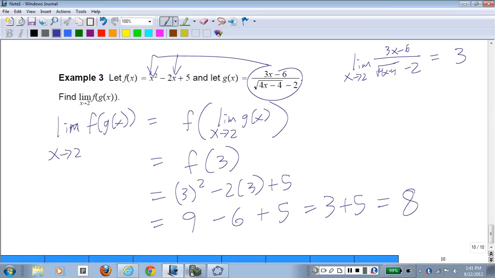So x gets really close to 2, and this rough-looking expression here gets really close to 3 in the process. But all the while, we're taking the function f and evaluating it at whatever g of x gives us. So if the values that g of x is giving us are getting really close to 3, then what f is doing is turning those numbers into numbers that are really, really close to 8.